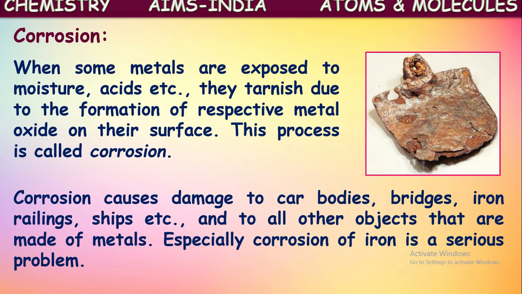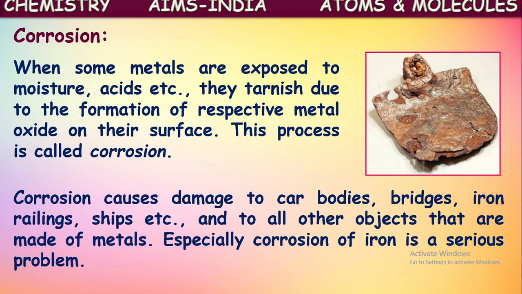Some iron objects, if they are kept outside in the air, after a few days, if you observe, there will be brown colored coating formed on these iron objects. That is rust, or corrosion. This happened because these metals react with atmospheric oxygen in the presence of moisture, so they form rust. This formation is called corrosion.